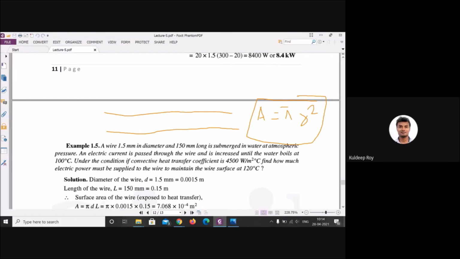Okay, but here length and diameter are given. Then, length is known, so use 2 pi r l. Just apply this formula, 2 pi r l, because we are talking about a cylinder. The pi r squared formula will not be applicable. Length is given and diameter is known to you, so you can easily determine it. Just tell what the answer will be.